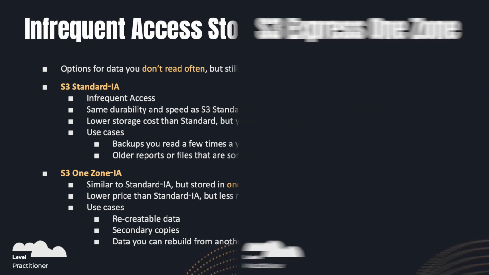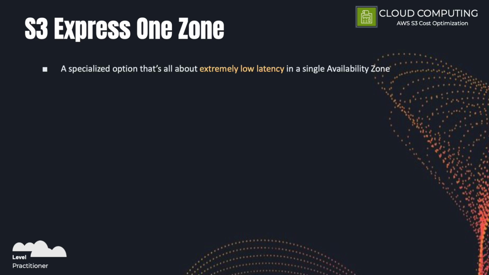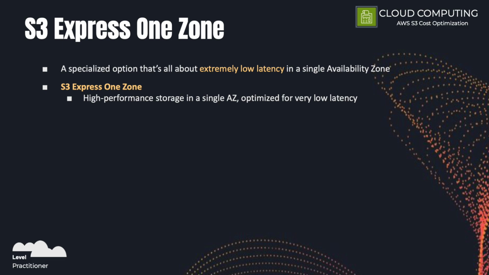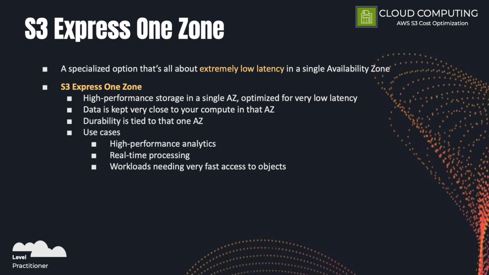And then there is a specialized option that's all about extremely low latency, as long as you're okay staying in a single availability zone. And that's S3 Express One Zone. It's high-performance storage in a single AZ optimized for very low latency. Your data is kept very close to your compute in that AZ, and durability is tied to that one AZ. So use cases include high-performance analytics, real-time processing, and workloads needing very fast access to objects. So that covers the hot and warm side of the spectrum.